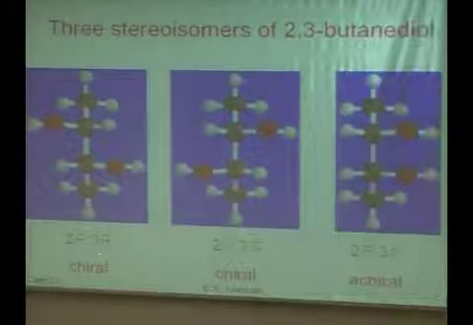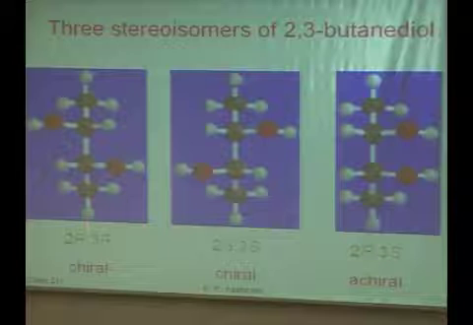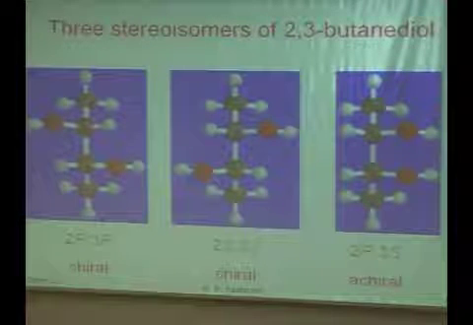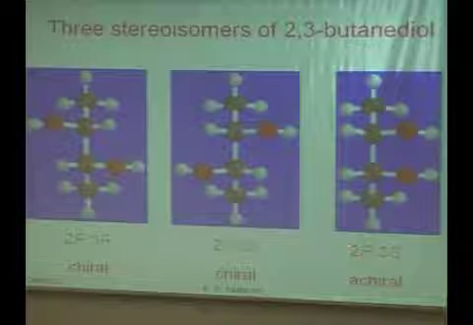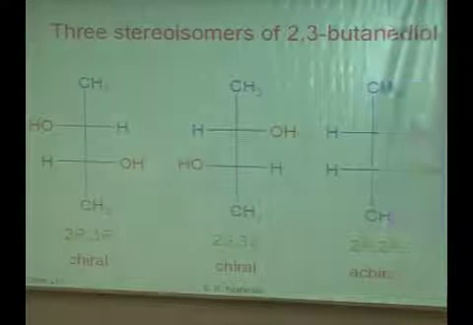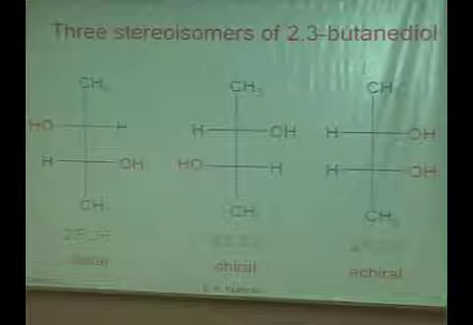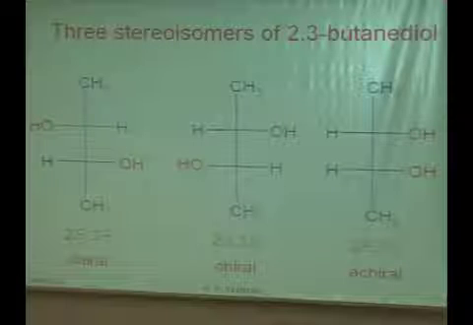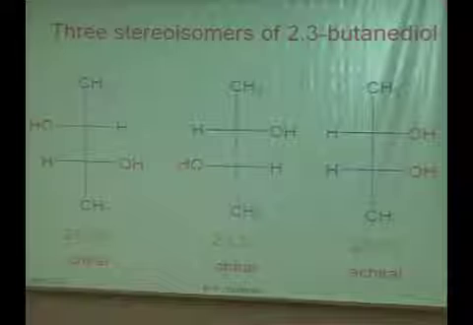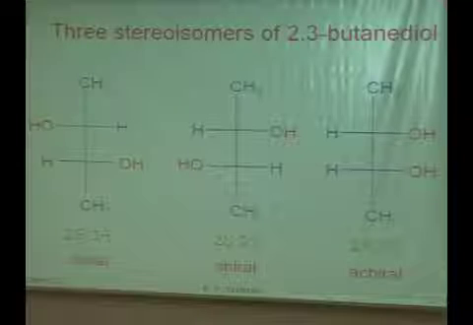Well, you have the 2R,3R, and that is chiral. You have the 2S,3S, and that is chiral. And you have the 2R,3S, and that is achiral. Fischer projection. This is the 2R,3R in the Fischer projection. This is the 2S,3S in the Fischer projection. And this is the Fischer projection of 2R,3S. This is achiral.